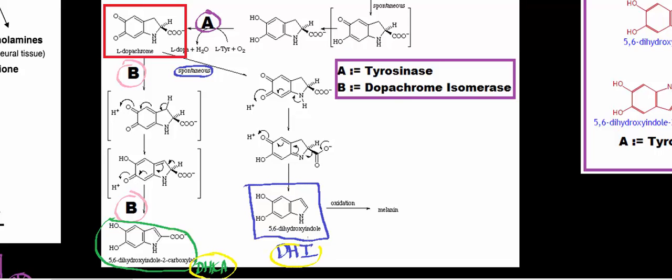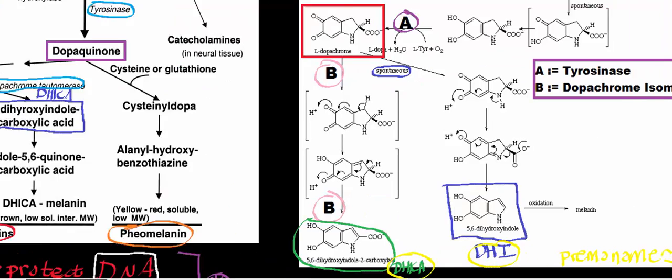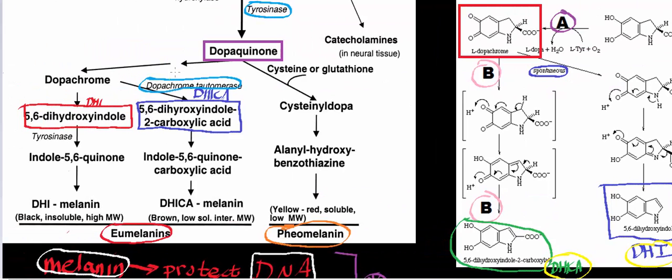Okay, these are the pre-monomers, and they're pre-monomers because they have to go through one more enzymatic step to become the active monomers of melanin. So notice we're at this point where we have DHI right here, dihydroxyindole. We also have dihydroxyindole carboxylic acid, or DHICA.